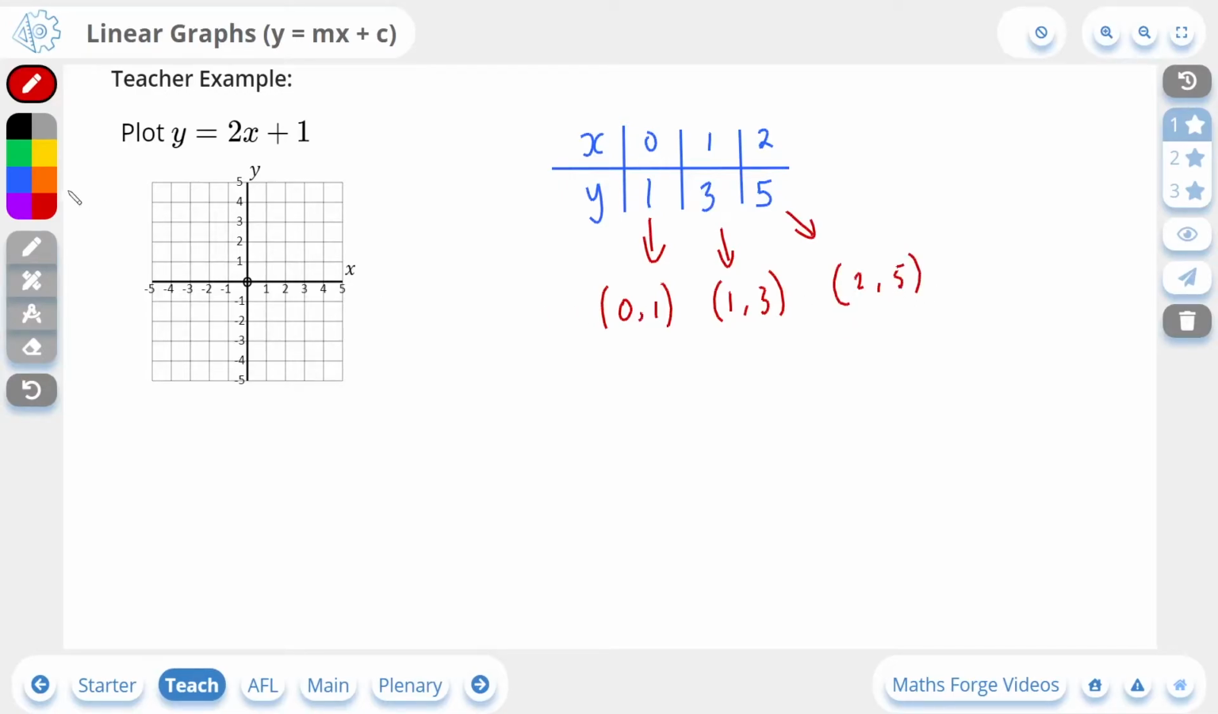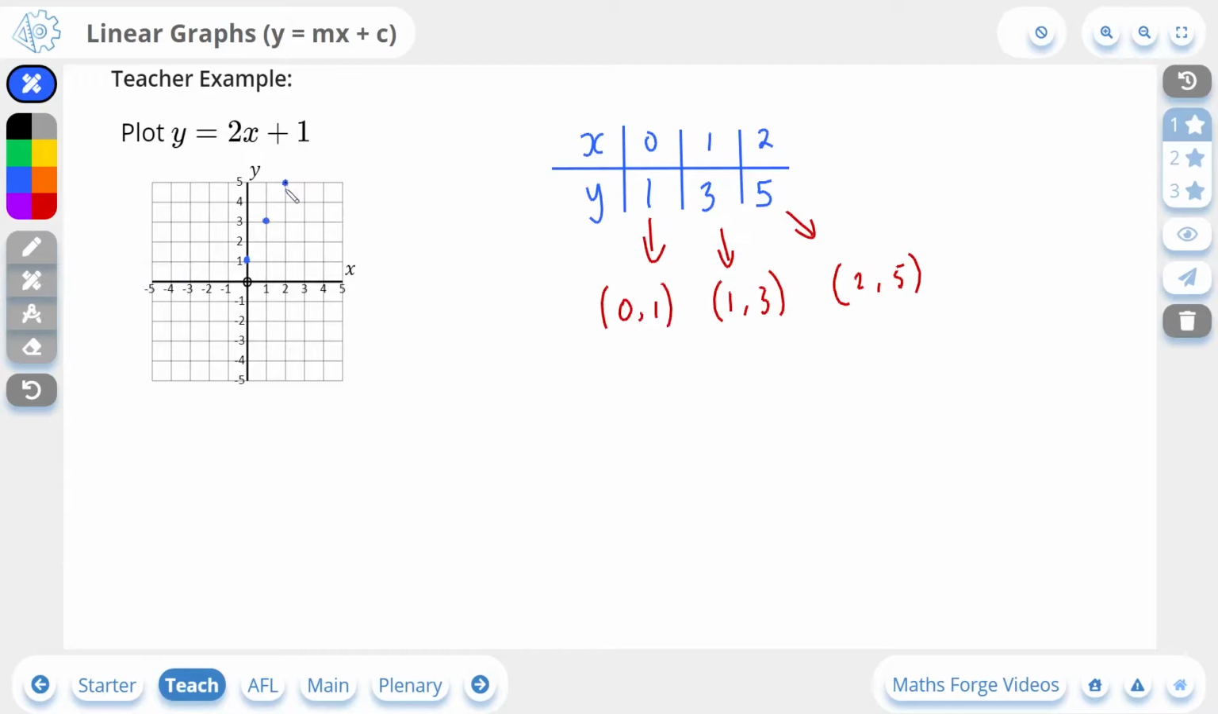Now, if we place these coordinates onto the grid, connect them with a straight line, we should be done. So for our first coordinate, it's going to be 0 on the x and 1 on the y, which is here. For our second one, it's going to be 1 on the x and 3 on the y. And for our final one, it's going to be 2 on the x and 5 on the y. We now have our three coordinates on here.